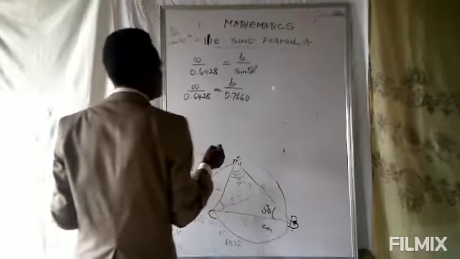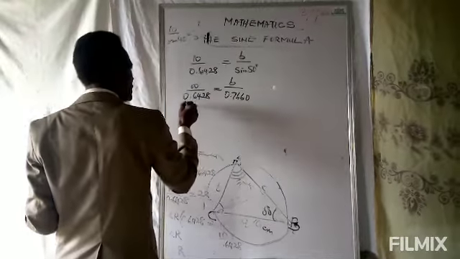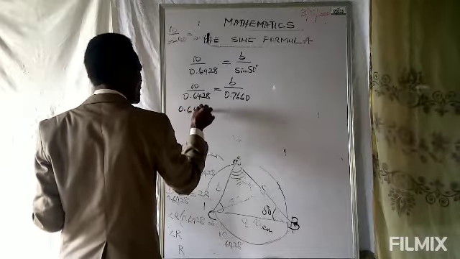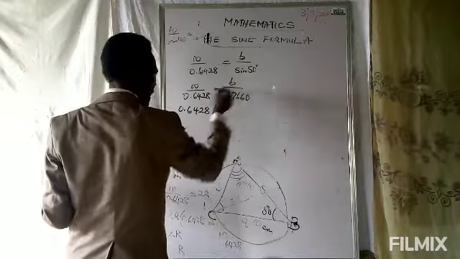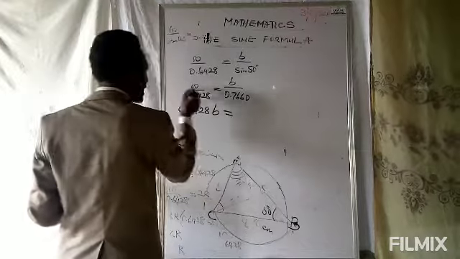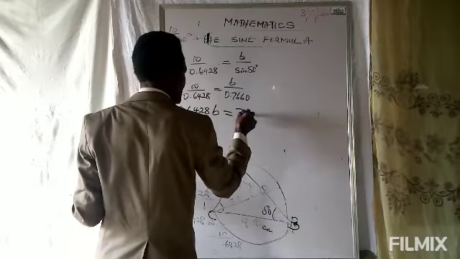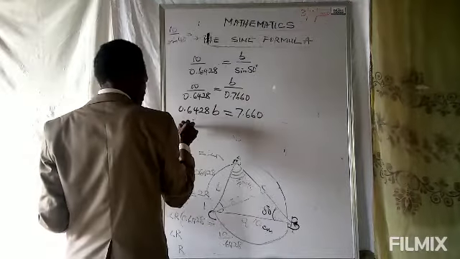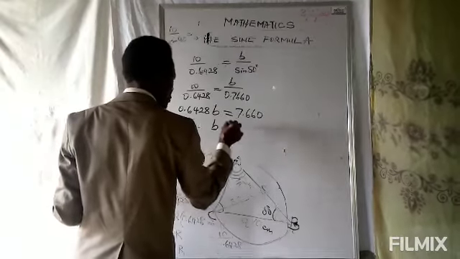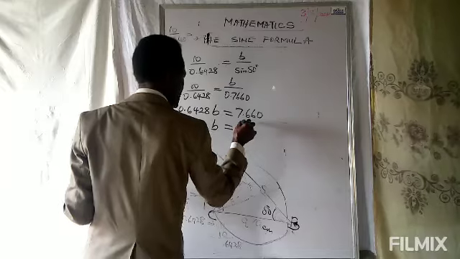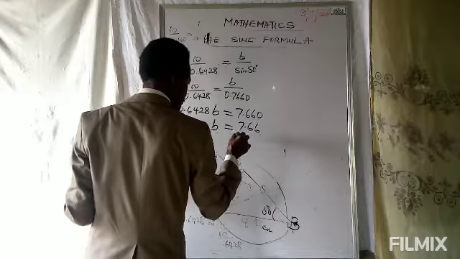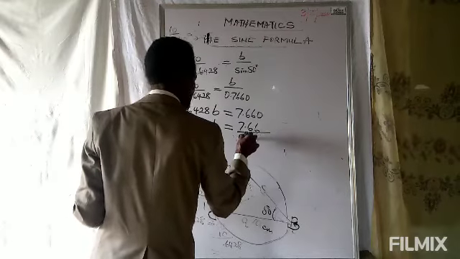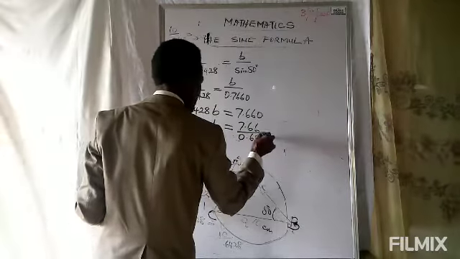So this now becomes 0.6428 B, by cross multiplication, is equal to 10 times this, that is 7.660. Therefore, B is equal to 7.66 all over 0.6428.